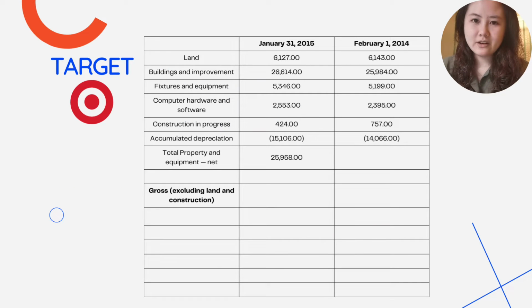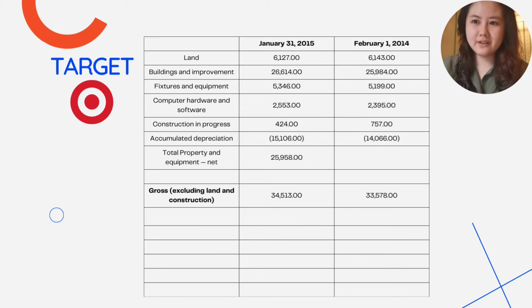So first, let's take a look at Target. What we have here in front of us is Target's property and equipment values for January 31st, 2015 and February 1st, 2014. What we're going to have to do first is calculate the sum of the gross property and equipment, gross meaning before depreciation, and for this we're going to be excluding land and construction because what we're going to look at is depreciation expense, and land doesn't depreciate. As for the construction that is still in progress, we're not going to be depreciating that either. That's why we're going to be excluding these two when we calculate the sum of the gross.